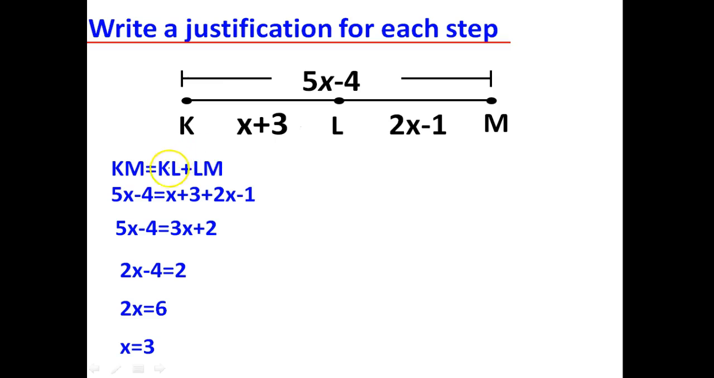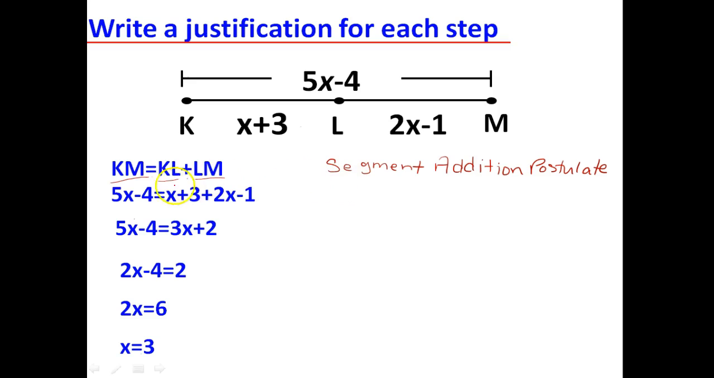All right, so first step, it says KM is equal to KL plus LM. What postulate is that? All of this segment is equal to KL plus LM. That is the segment addition postulate. And pause the video if you need to, to draw this segment, label it, and write these steps down. It's great practice.